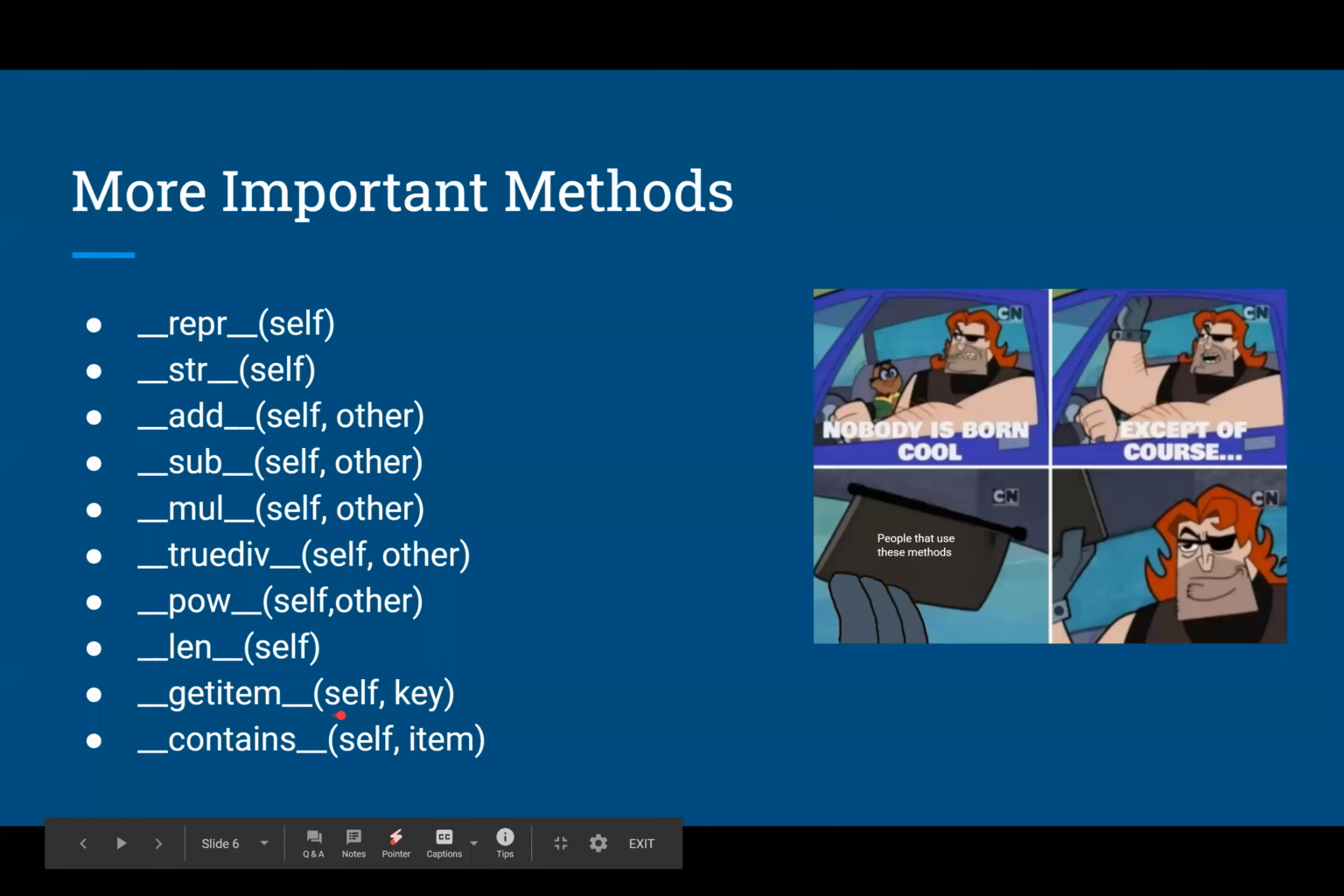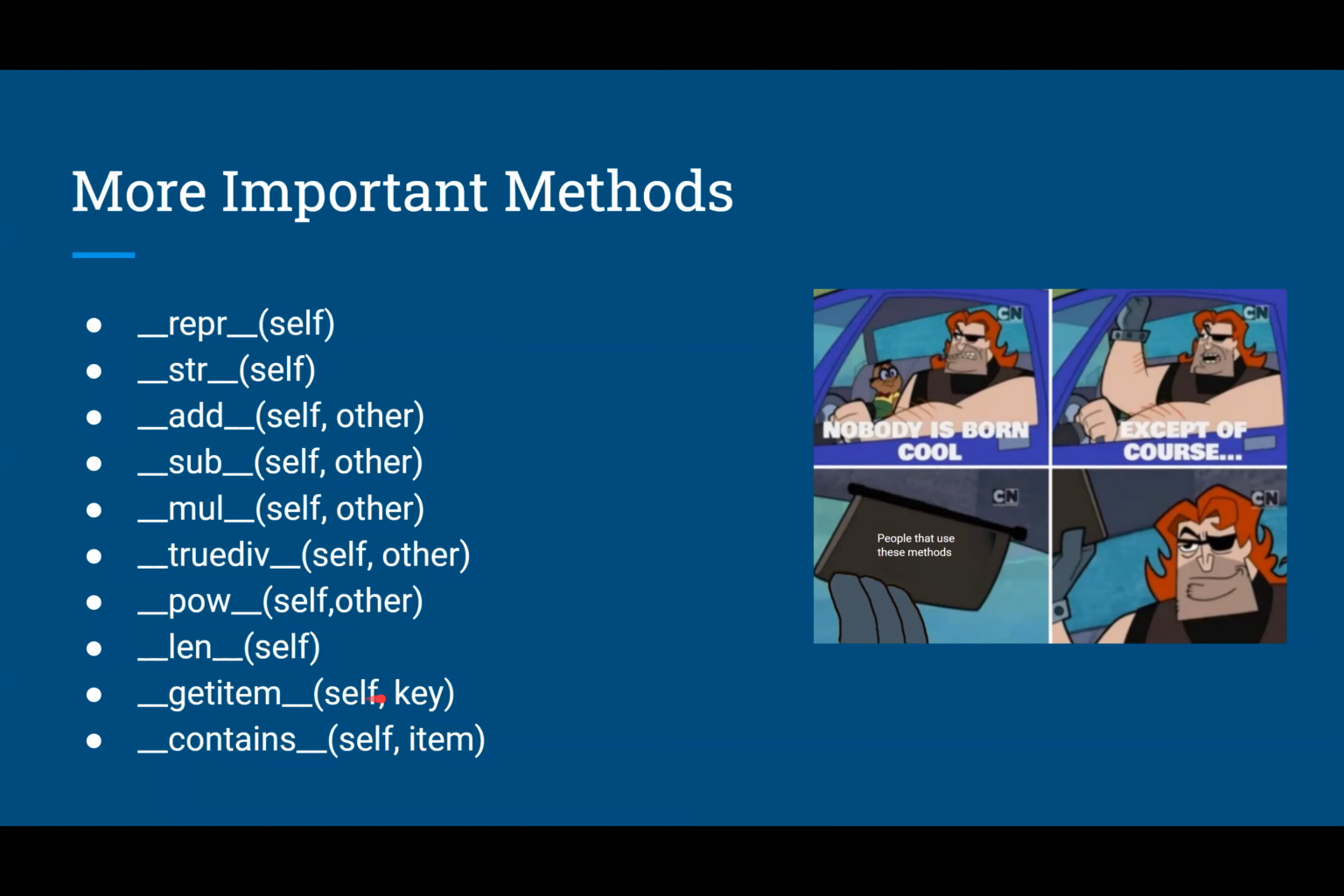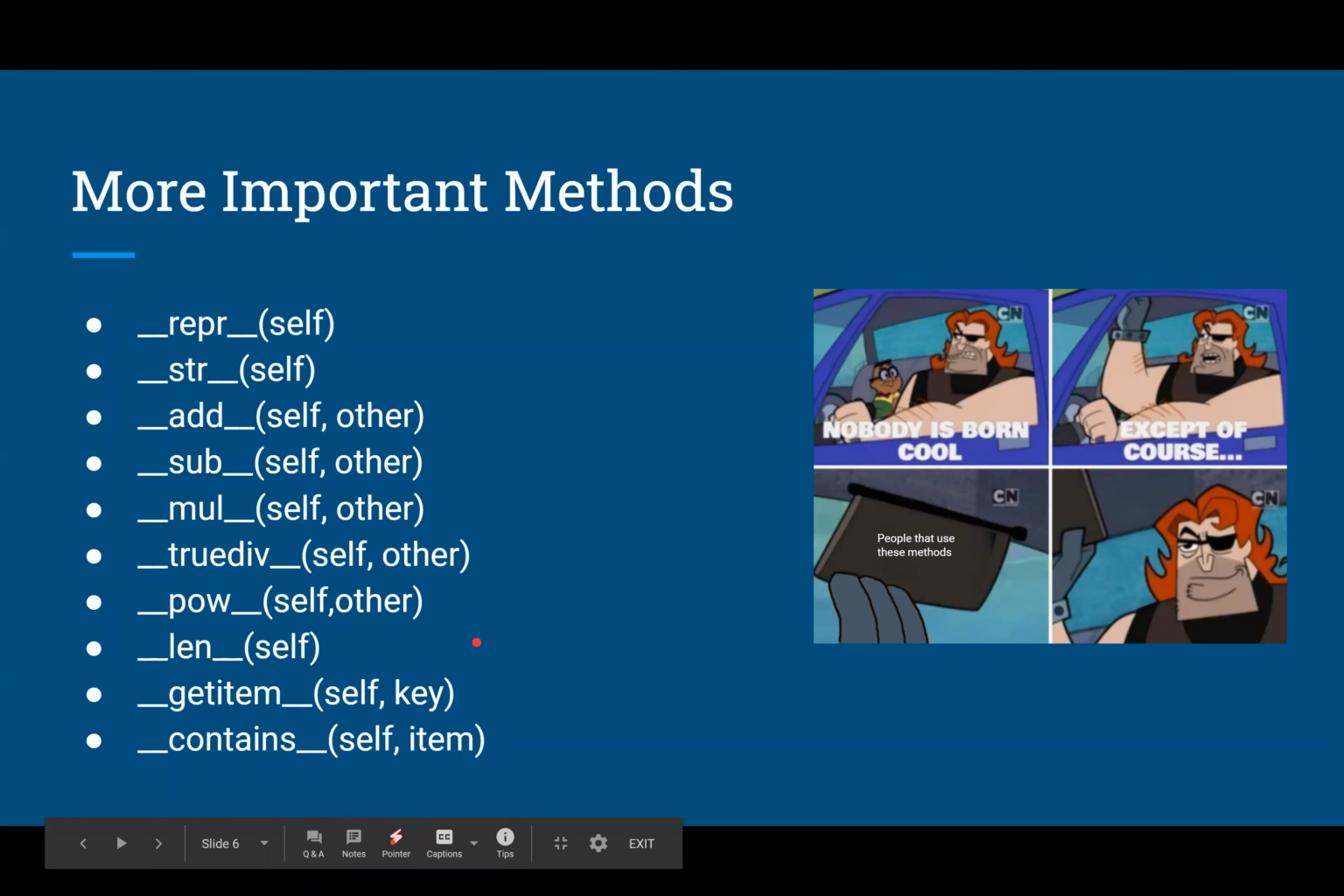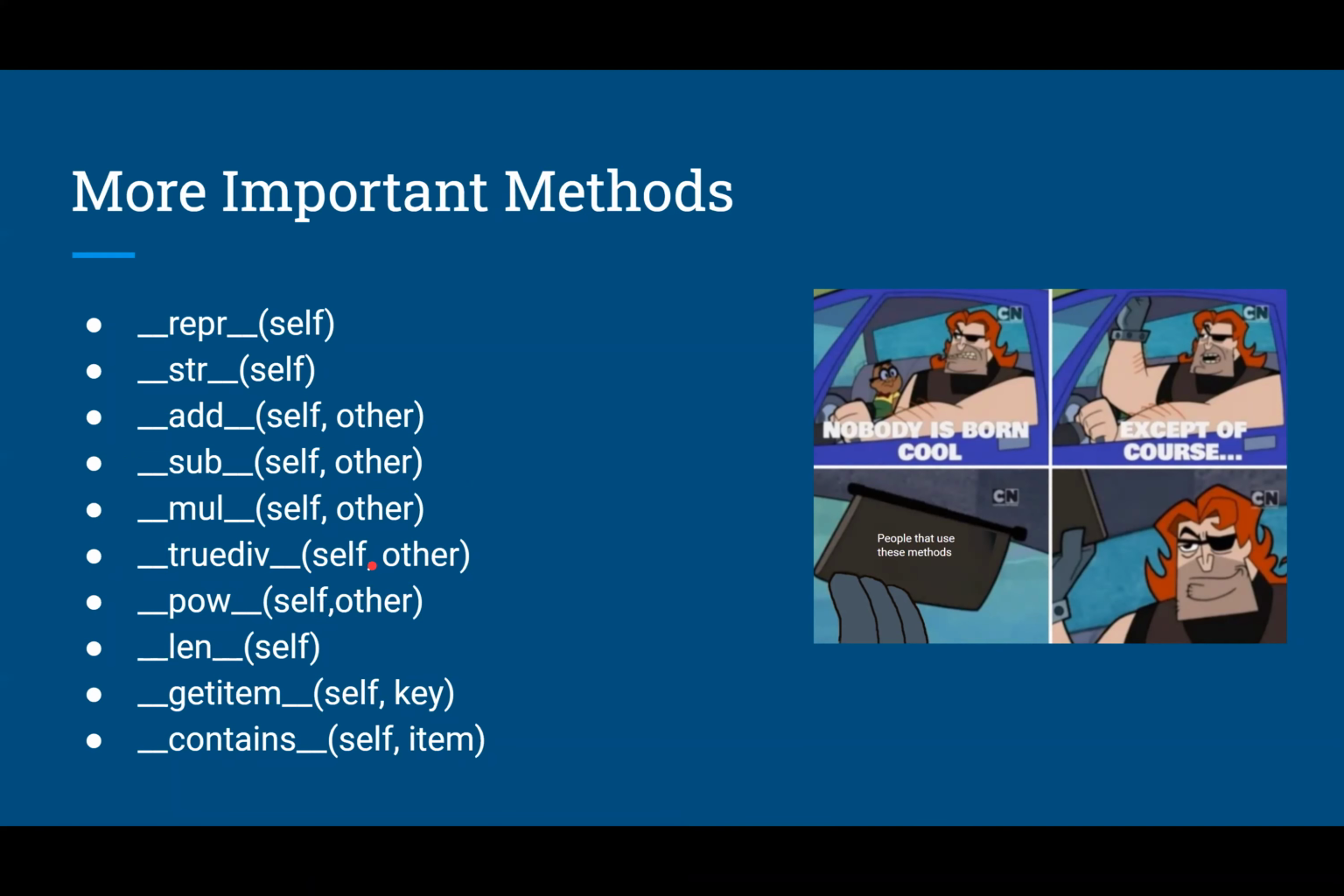We have get item. This is like if you're trying to recall in dictionaries, when you're trying to get the item given a key and then you return something else. It would be unusual to do that for a rectangular prism, so we'll just skip over that.